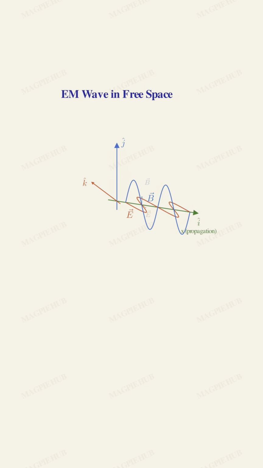Here, B is along the j hat direction, shown in blue, and E oscillates in the k hat plane, shown in red. Notice how E and B are always at right angles to each other.